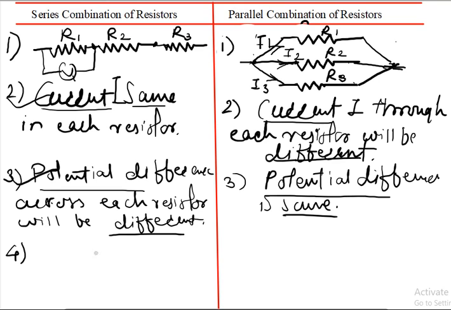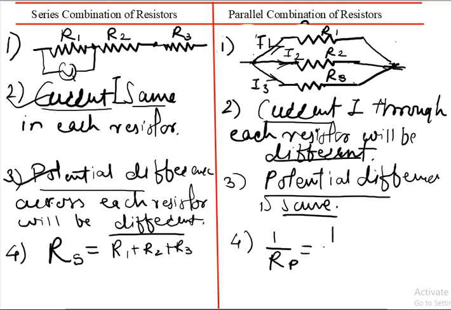And finally, the total resistance of the circuit. If they are connected in series, the total resistance, considered to be Rs, will be R1 plus R2 plus R3. And if the circuit is in parallel, then the effective resistance, if Rp is the total resistance, will be 1 upon Rp equals 1 upon R1 plus 1 upon R2 plus 1 upon R3.